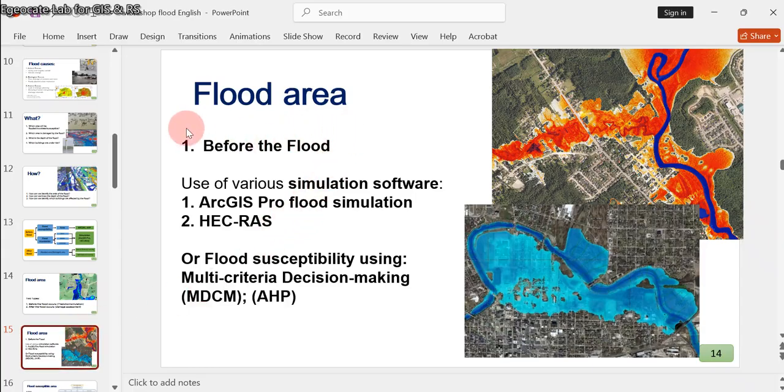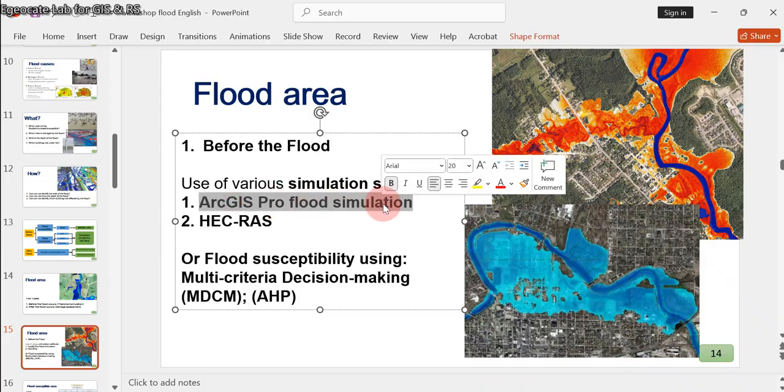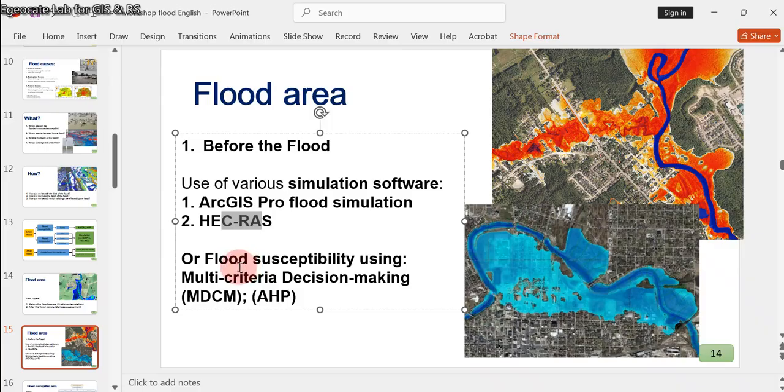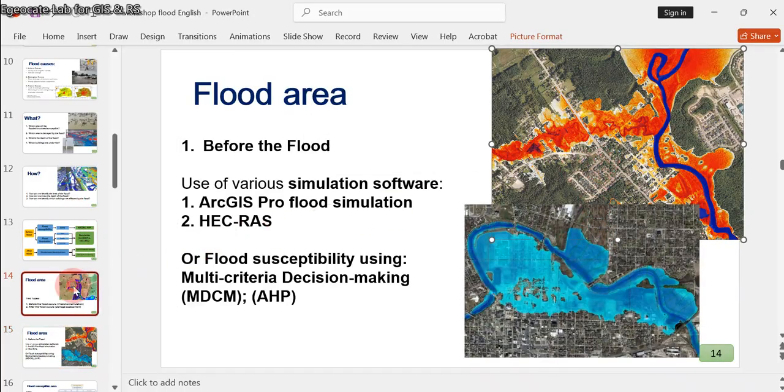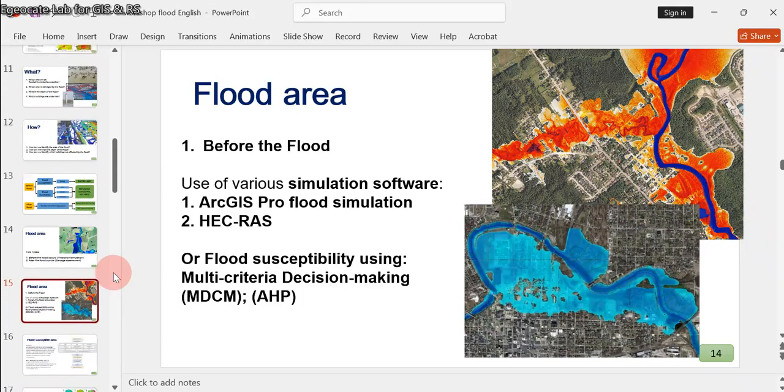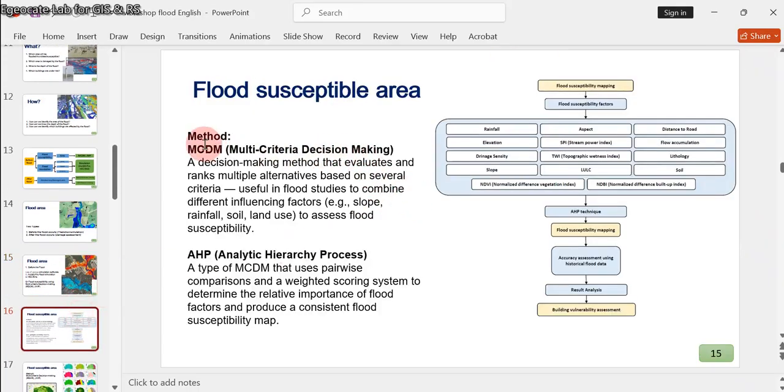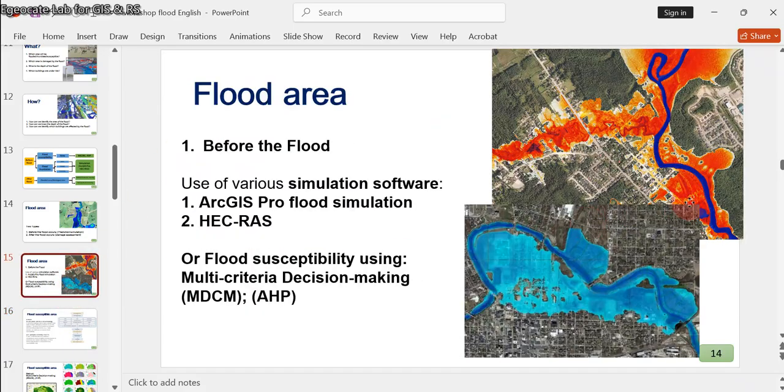And for the flood before, for the future, which means before the occurrence of the floods in the future, we can use simulation software, for example, ArcGIS Pro Flood Simulation, or HEC-RAS, or flood susceptibility using multi-criteria decision making. These are examples of flood simulation software. These are simulation techniques.